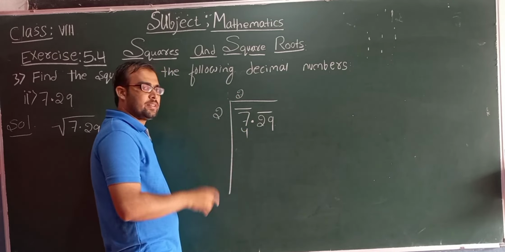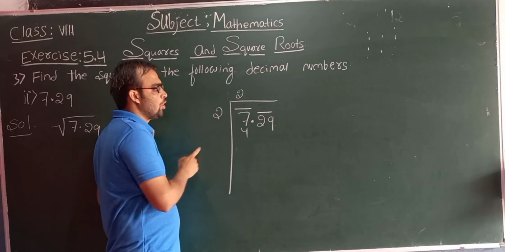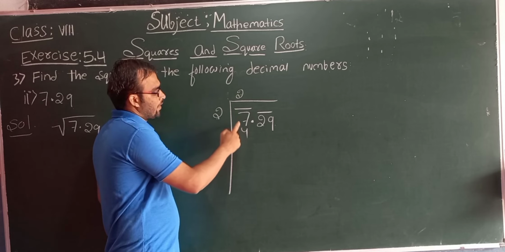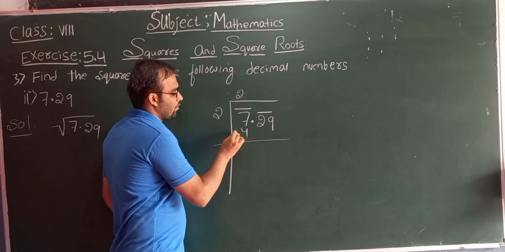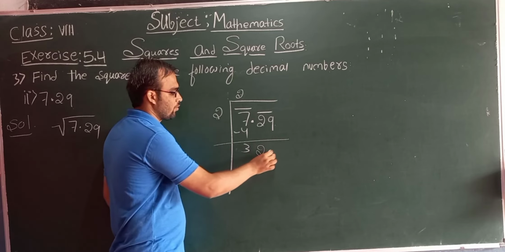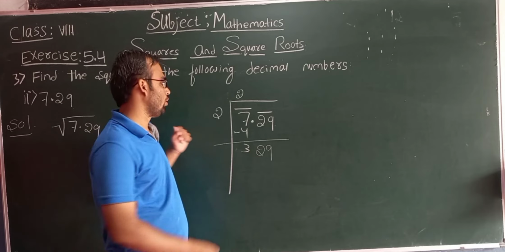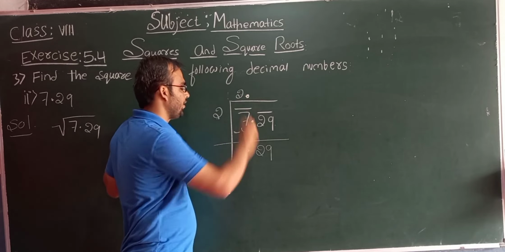If I would have taken 3, then 3 3s are 9 and 9 is not greater than 7. So I have written 2. So 2 2s are 4. Next, 7 minus 4 is what? 3. Bring down these numbers, that is 29. As this is a decimal part, so here place the point.